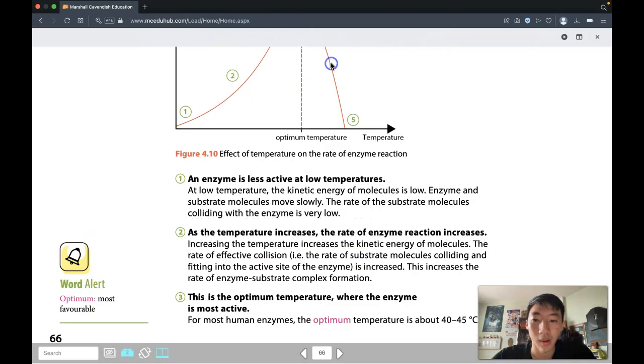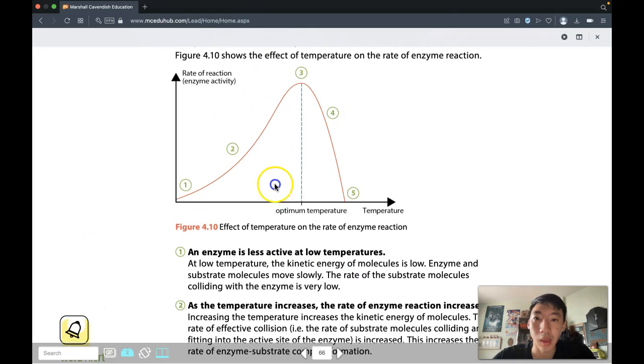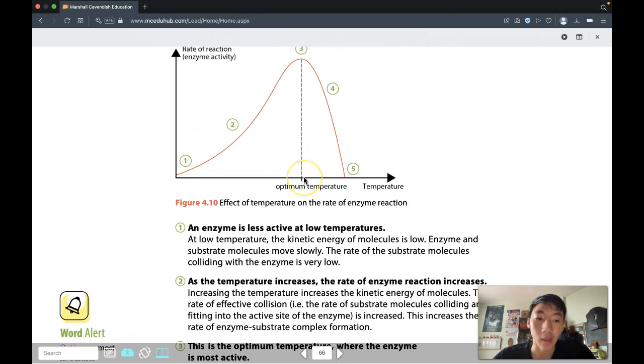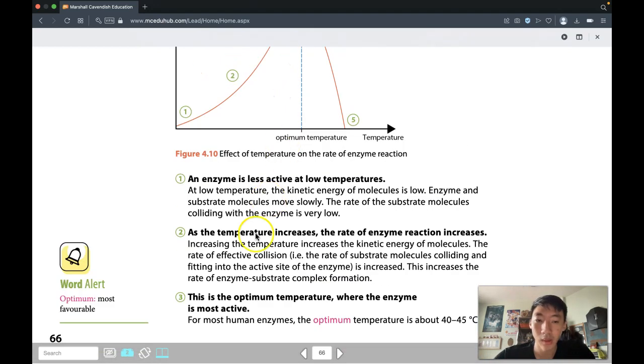Okay. Alright. Now at part 3, this is what I call the optimum temperature, where the enzyme is most active. So why is it the most active? It's because each enzyme has a specific optimum temperature that they like. You know, they are not alive, okay? The enzymes have no mind of their own, but it's just that that's the temperature that they work the best at.